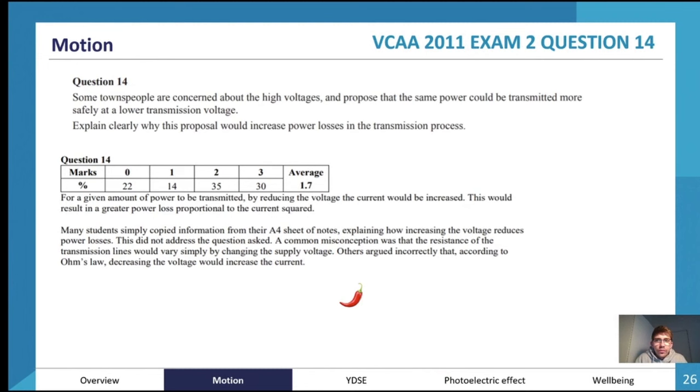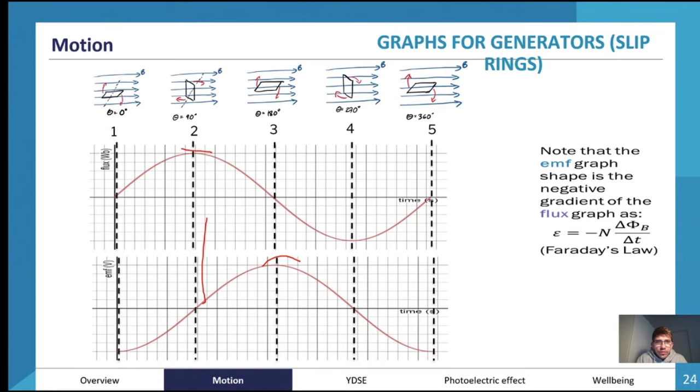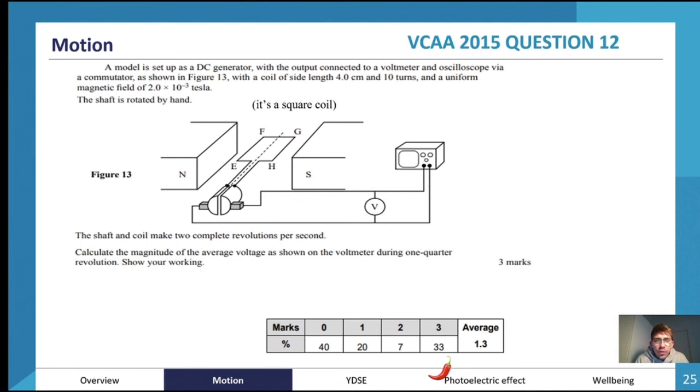So let's look at another question just for fun. A model is set up as a DC generator with the output connected to a voltmeter and oscilloscope via a commutator as shown in figure 13, with a coil of side length 4 cm and 10 turns and a uniform magnetic field of 2 times 10 to the power of negative 3 tesla. The shaft of the coil makes 2 complete revolutions per second. Calculate the magnitude of the average voltage as shown in the voltmeter during 1/4 of a revolution.